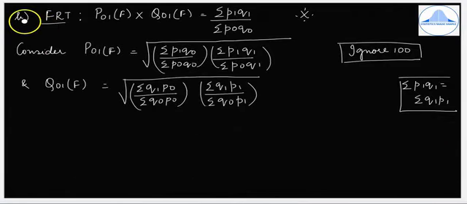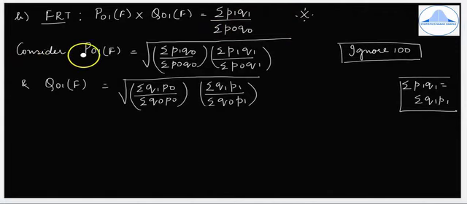Let us now start with the next subdivision, FRT, that means factor reversal test. The condition is P01 of F into Q01 of F. Q01 of F means Fisher's quantity index number. So when you multiply Fisher's price index number with its quantity index number, we should get summation P1 Q1 divided by summation P0 Q0. So this condition will carry 1 mark.